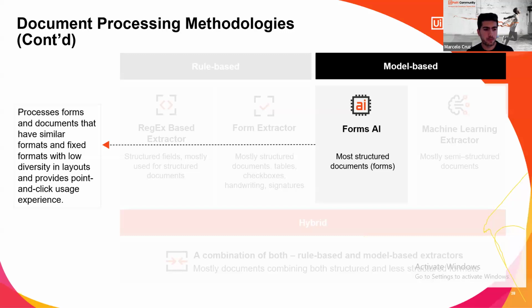Then we have also forms AI, which is a model-based method. We can use this method to extract data from structured documents that might have some variety in the layouts. So basically, with this method we can handle documents like tax forms and insurance forms. So it's a way that we can extract the data.